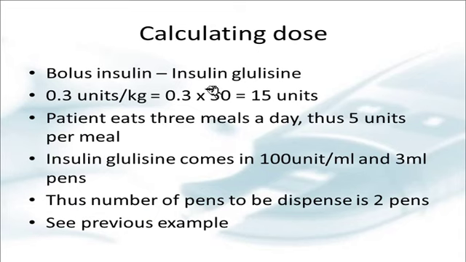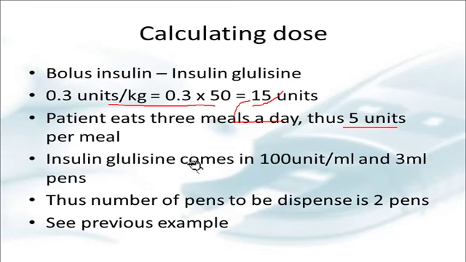When it comes to bolus insulin, once again, what you're going to do is 0.3 units per kilogram. So that's 0.3 units times 50 kilograms, which will give you 15 units. And then you'll divide 15 units by 3 if the person is having 3 meals per day. And therefore, they will need to use 5 units per meal.